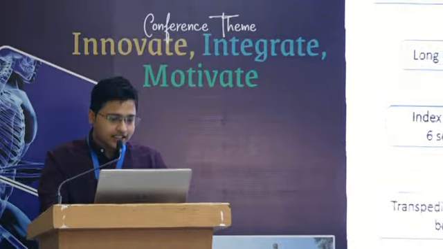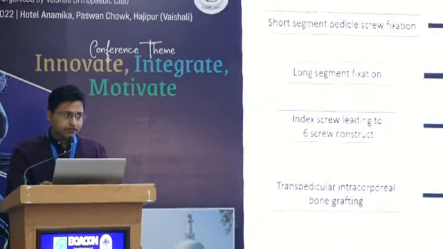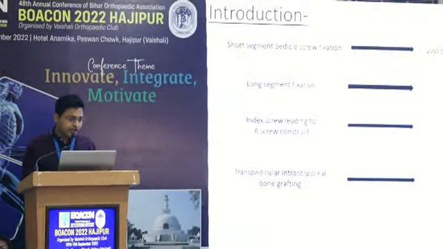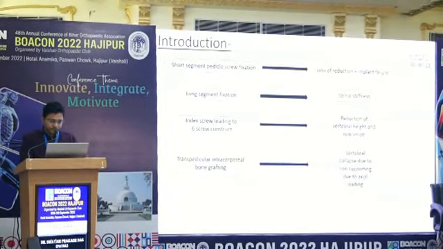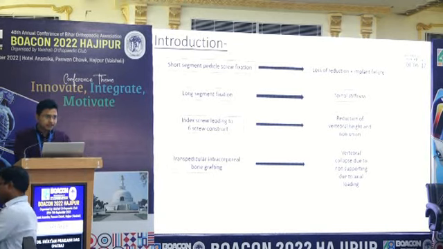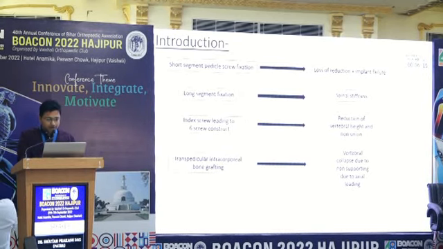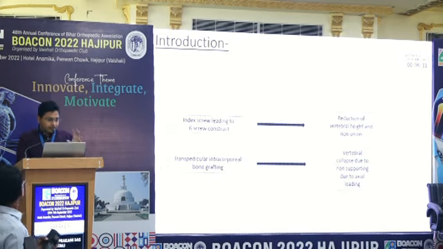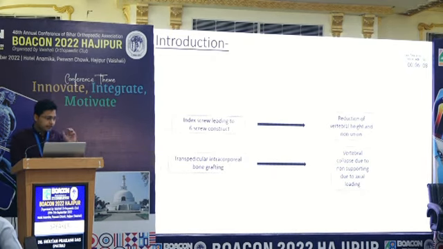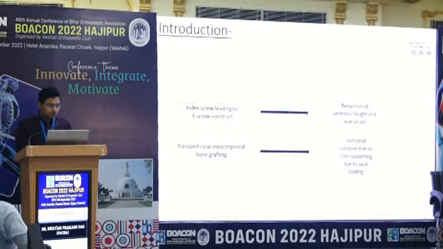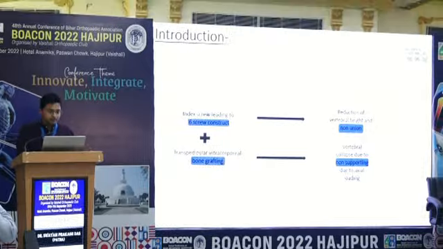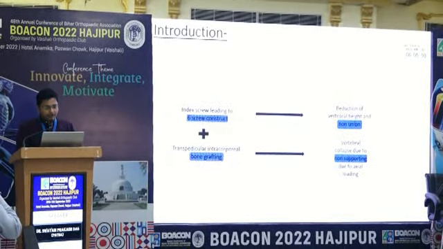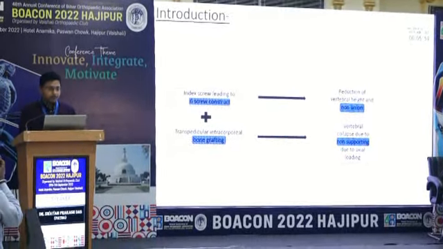And then came the transpedicular intracorporeal bone grafting, in which we used to put bone graft in the gaps present in the vertebral body. But that is also associated with disadvantages, as it was leading to vertebral collapse due to non-support against axial loading. So because of all these things, we combined these two: the index screw plus transpedicular intracorporeal bone grafting, with short segment fixation, because of which we can prevent non-union and also provide adequate support to prevent vertebral collapse.